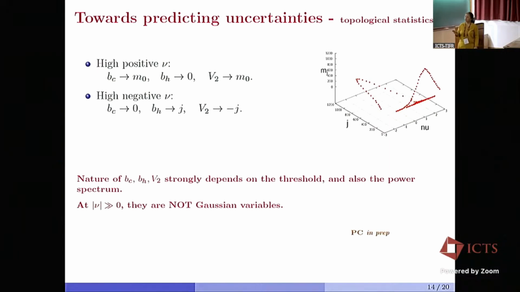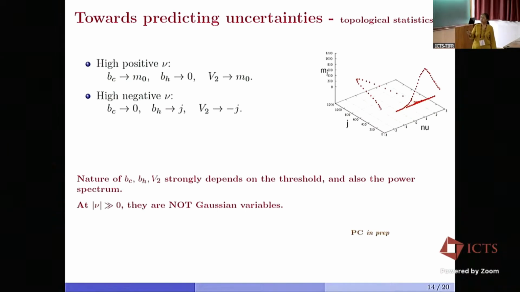So the summary from this exercise is that the nature of these three topological quantities strongly depends on the threshold and also basically the power spectrum. I did not have time to stress that. And at large thresholds of around 1 and higher, they are clearly not Gaussian random variables. So it's not a good idea to use them for inference as Gaussian random variables. So here is a plot.